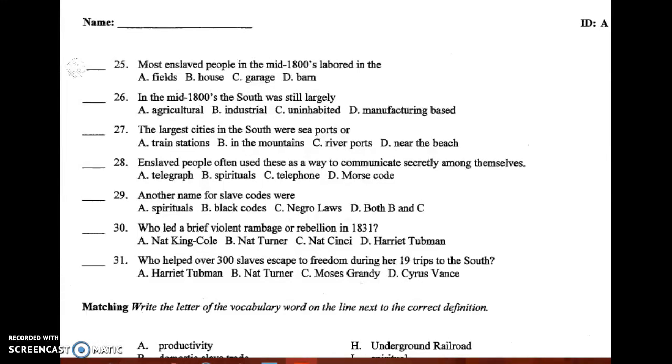Number 29. Another name for the slave codes were A. spirituals, B. black codes, C. Negro laws, or D. both B and C. Number 30. Who led a brief, violent rampage or rebellion in 1831? Was that A. Nat King Cole, B. Nat Turner, C. Nat Cincy, or D. Harriet Tubman?